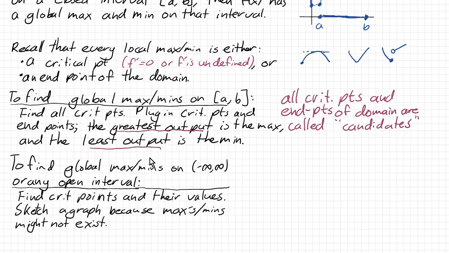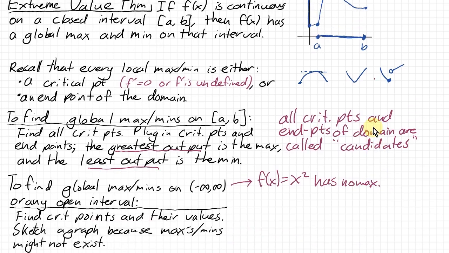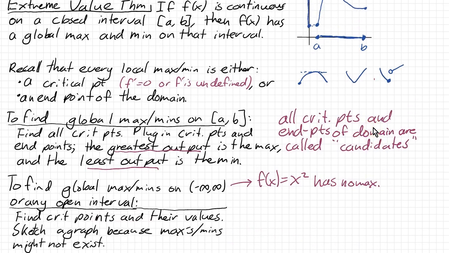And if your domain is something else, like all real numbers, this theorem doesn't apply. For example, f of x equals x squared, if you just let it have its natural domain of all real numbers, has no maximum. So this theorem doesn't apply. It doesn't necessarily have a minimum or a maximum. It has a minimum, the 0.